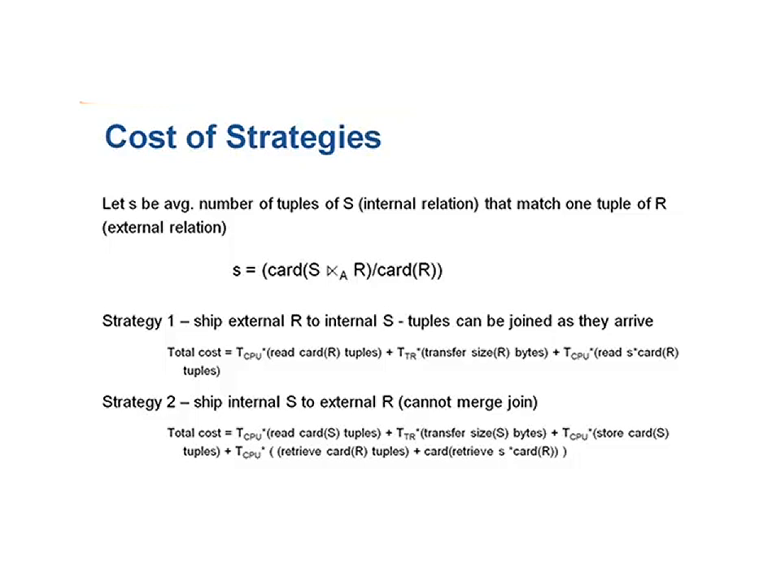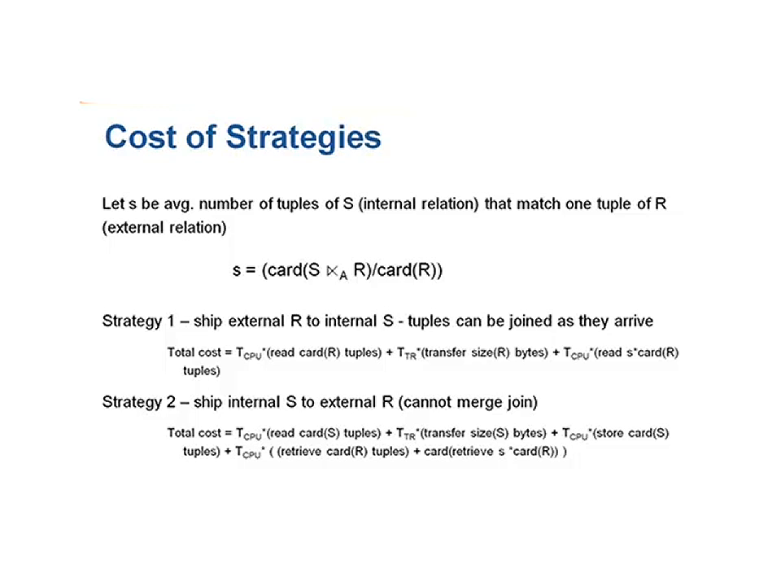That's strategy number one. Strategy number two is ship the internal table back to the external table. In this case, we cannot do a merge join. We read the entire table of S, so T CPU times read of card S tuples. We transfer all of S. We store S on the other site. We're not doing a merge join right now. We have to store it. And then we have to retrieve card R tuples from R and multiply that times the selectivity on S times R. That gives us the number of CPU reads we have to make.